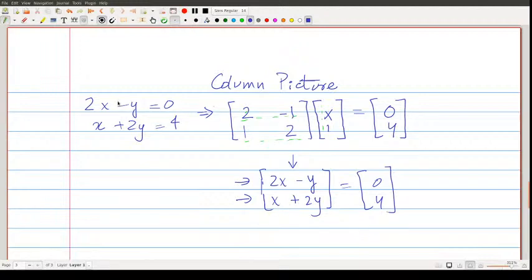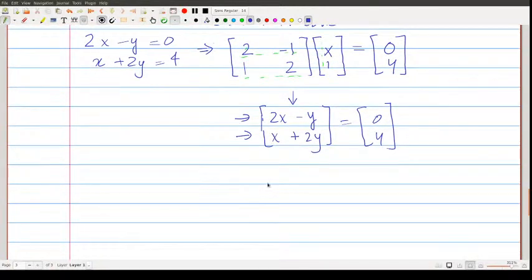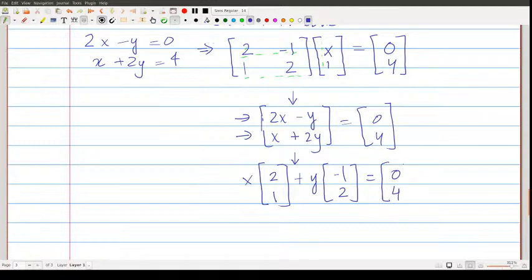Now you can of course ask, why did I... it's the same equation, right? You look at the first entry: 2x minus y is 0, x plus 2y equals 4. But now I'm going to do something different. I'm going to view them as a sum of column vectors. So now I'm going to rewrite this as x times the first column, which is (2, 1), plus y times the second column, which is (-1, 2), equals (0, 4).